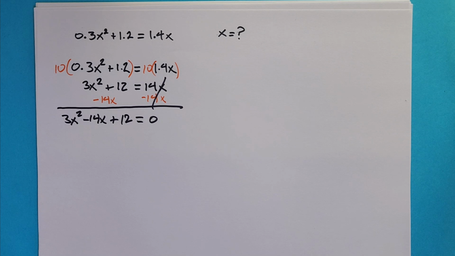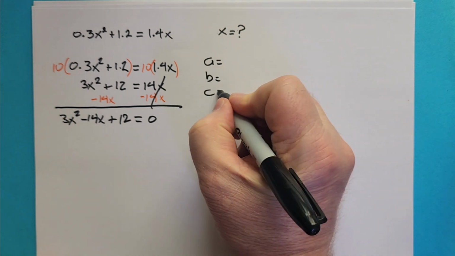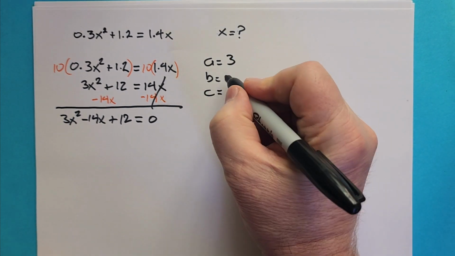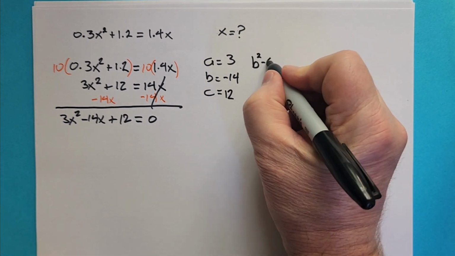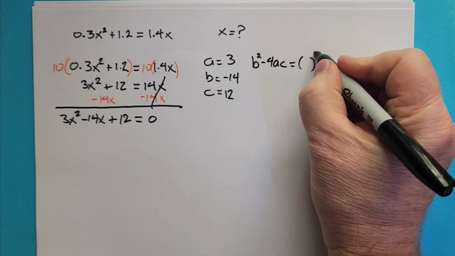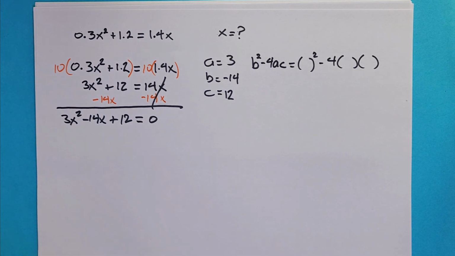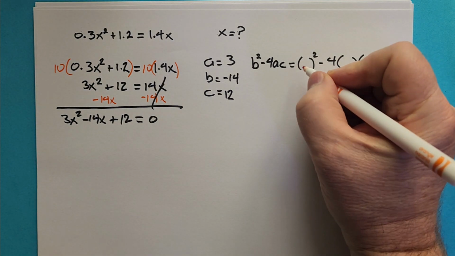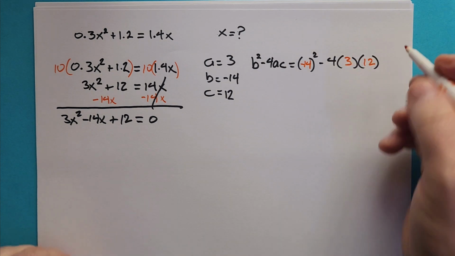Now we're ready to go ahead and use the quadratic formula. We're going to calculate the discriminant first. That's probably the best approach to solving quadratic equations, in my opinion. So we're going to have a, b, and c. So a is 3, it's a leading coefficient, b is -14, and c is 12. So the discriminant is b squared minus 4ac. So we'll put that information in, do the substitution. So we have -14, a is 3, and c is 12.